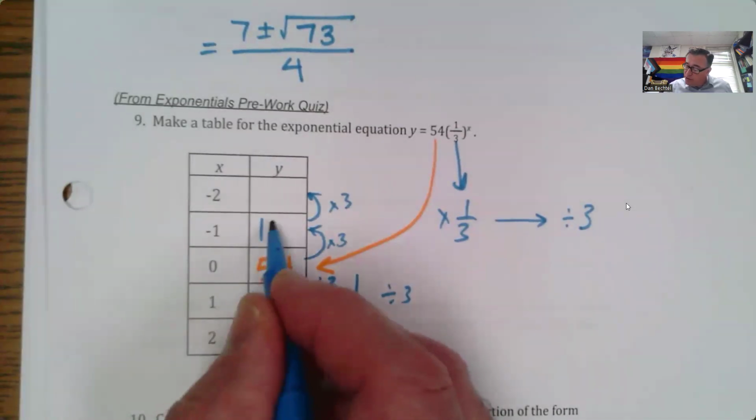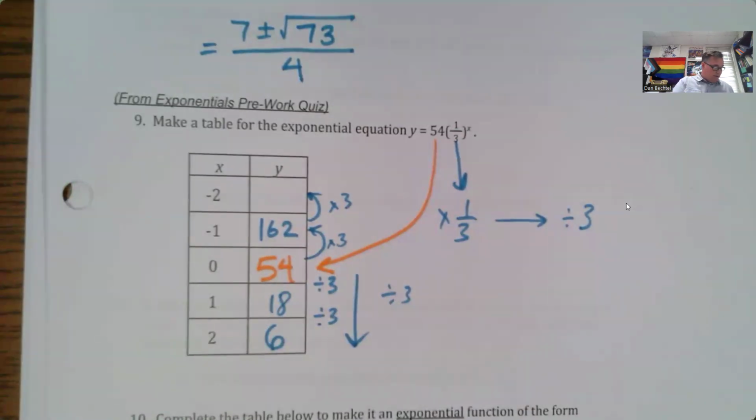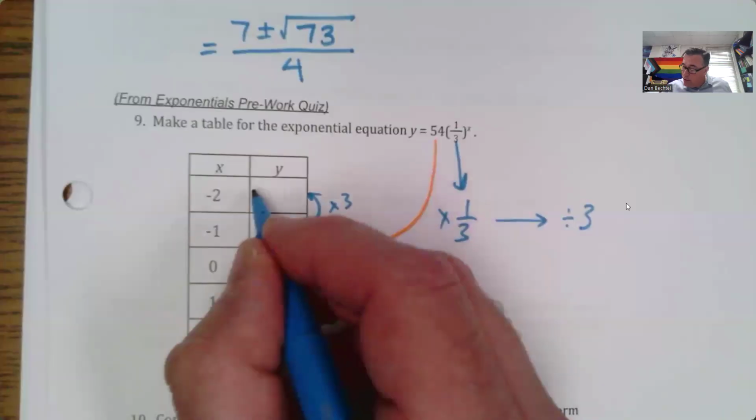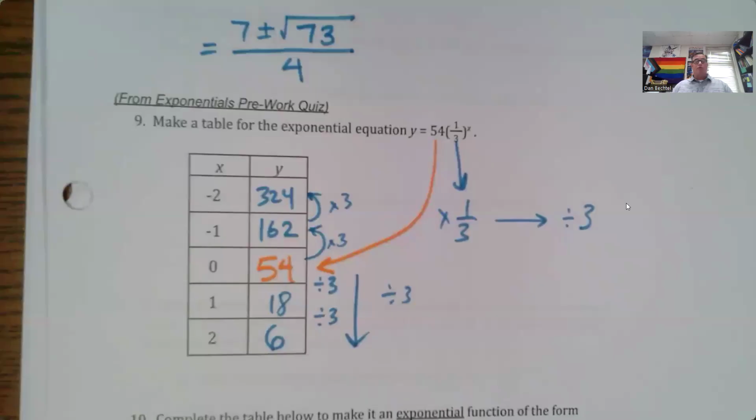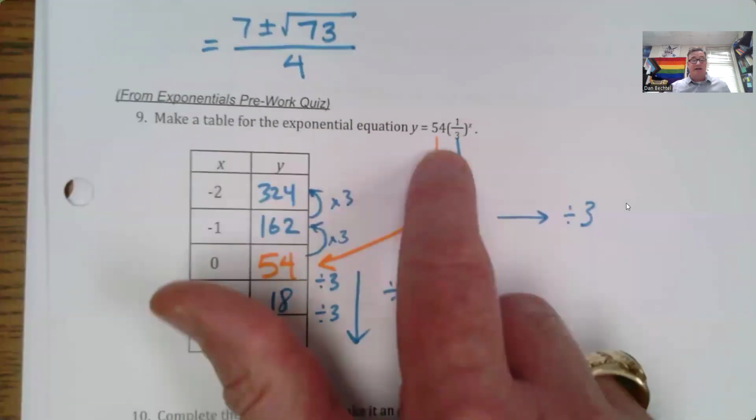54 times 3 is 162 up here. And if I multiply that by 3 again, I'm going to get 486 for this top one here. So that gives you the values that we have. Now, that's what we do if we're going to have a table when we have the entire equation.